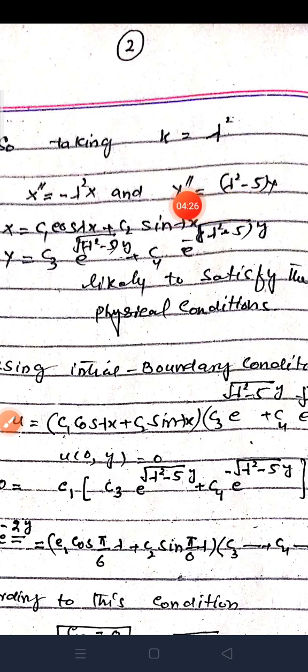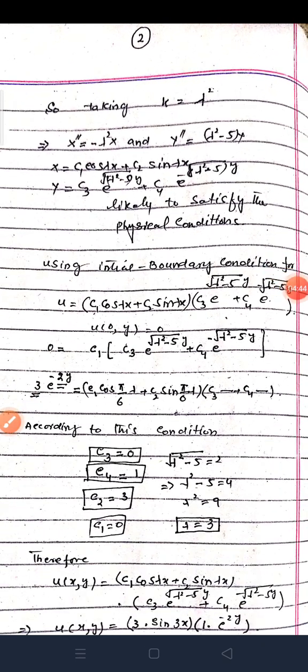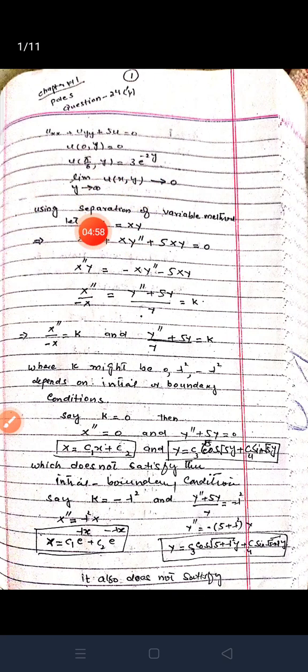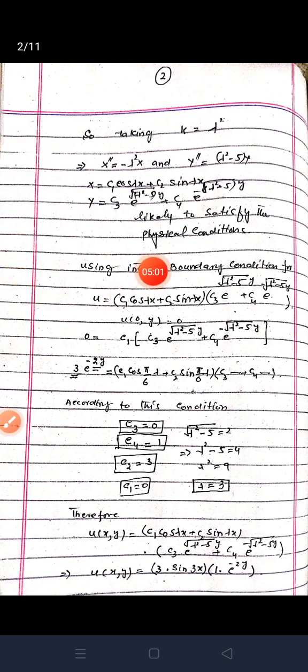These are two solutions, and writing these solutions we have Y is equal to c3 e to the power of root lambda square minus 5 times y plus c4 e to the power of minus root lambda square minus 5 times y. This seems to satisfy the physics of our problem. Now using the initial boundary conditions, this is our value of u because u was X into Y. What is the value of X? X is equal to this expression and Y is equal to this expression.